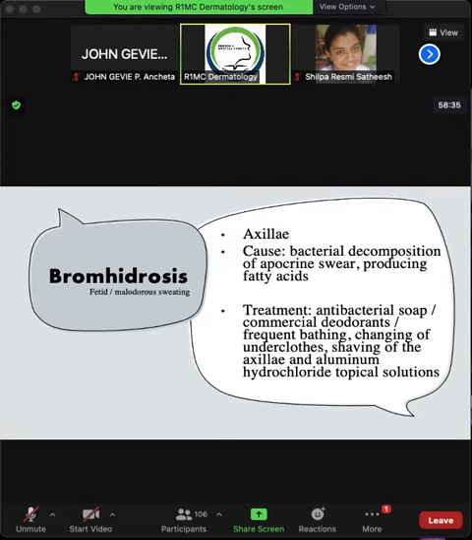Next is your bromhidrosis, which is also known as your fetid sweat or osmidrosis, or your malodorous sweat. So this is chiefly encountered in your axilla, and bacterial decomposition of apocrine sweat producing fatty acids with distinctive offensive odors is considered to be the cause.